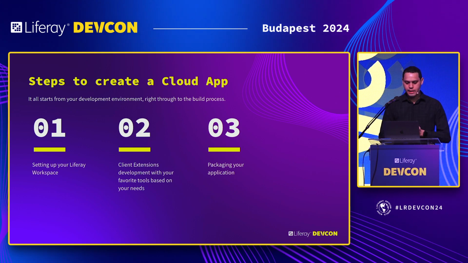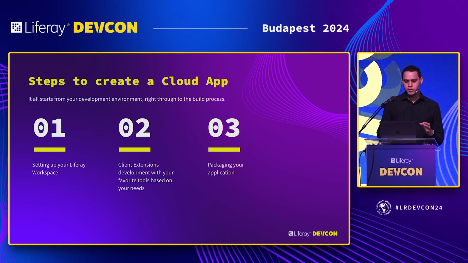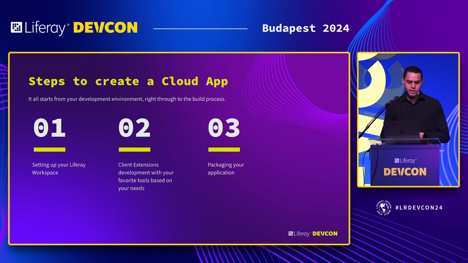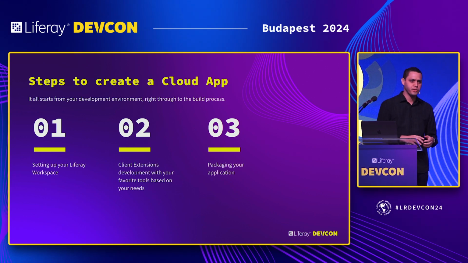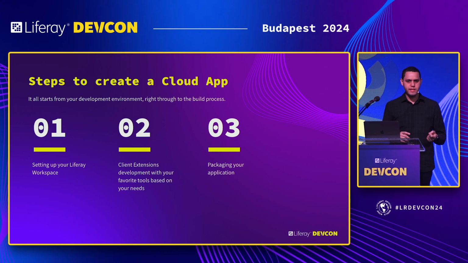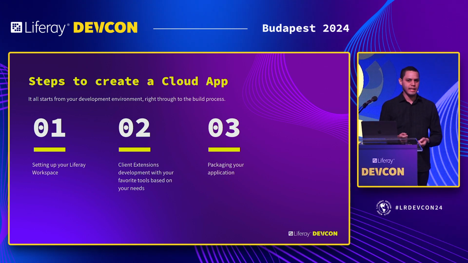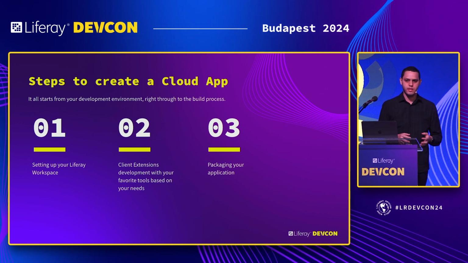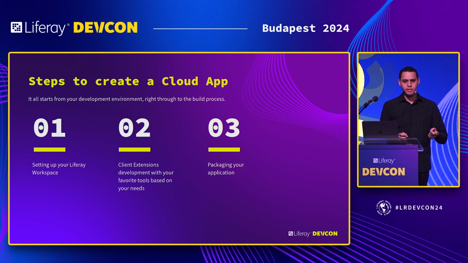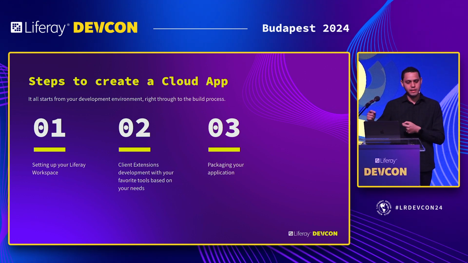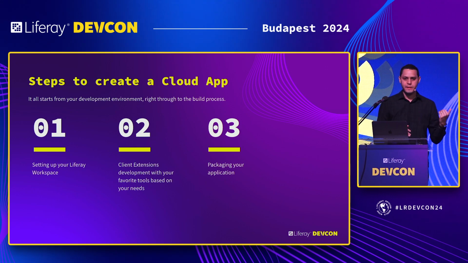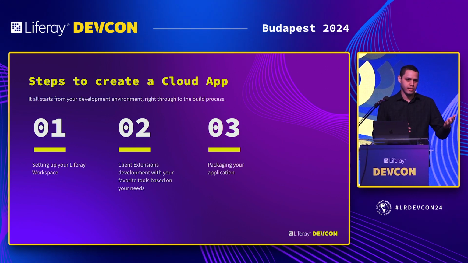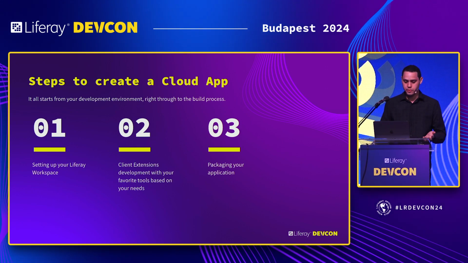So there are a few steps for you to be able to create your cloud app. First thing you need to do is set up your Liferay workspace. So how to do that? You can create a Liferay workspace using Blade CLI. If you have Blade installed, you just need to run blade init, select your Liferay version, the target version, and boom, the workspace is ready. You can start creating your client extensions or anything else you need with the portal.